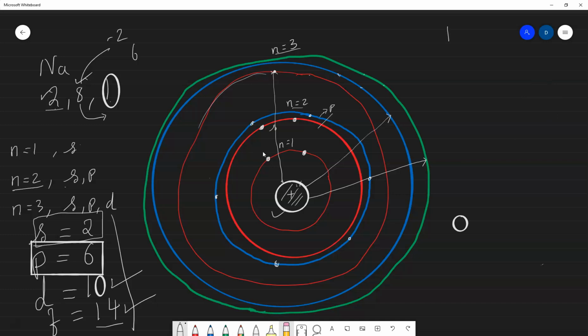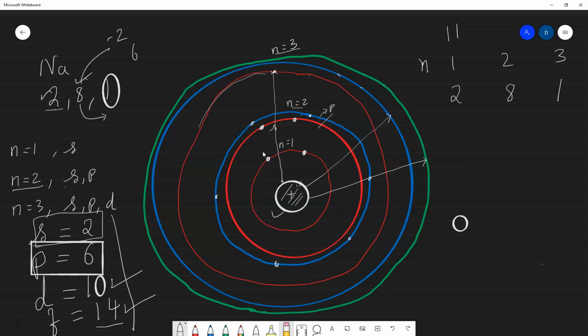Now sodium has got 11 electrons. So you got shell number 1, 2 and 3. In shell number 1 you got 2 electrons. Shell number 2, 8 electrons. Shell number 3, 1 electron.